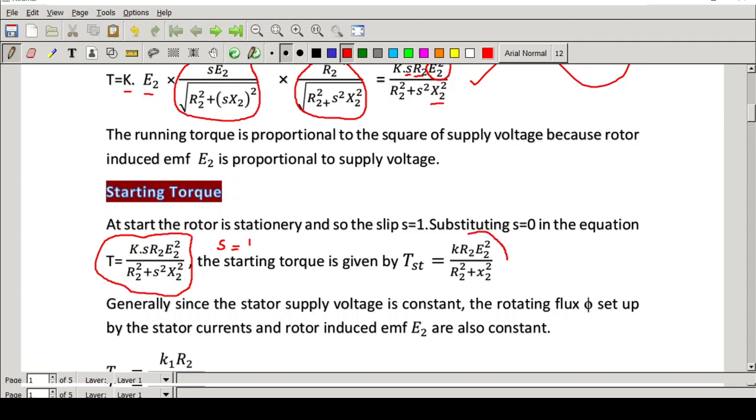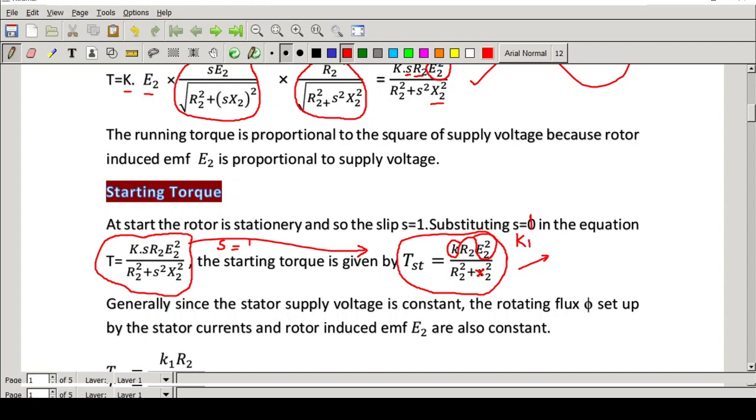So here you can see the starting torque equation, that is TST is equal to, with S equal to 1, K into R2 into E2 squared by R2 squared plus x2 squared. Actually this equation we obtained from the previous equation by substituting slip equal to 1. Now we can further simplify this equation, because as I told you, E2 squared is a constant. So why don't we combine these two, K into E2 squared, and take it as a constant K1.